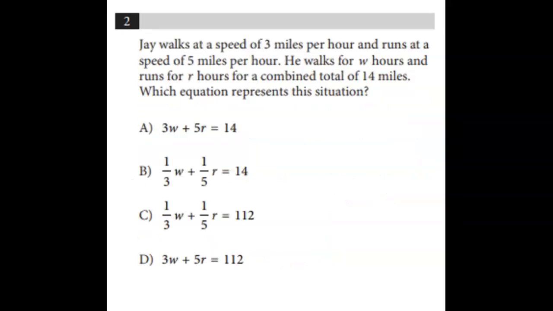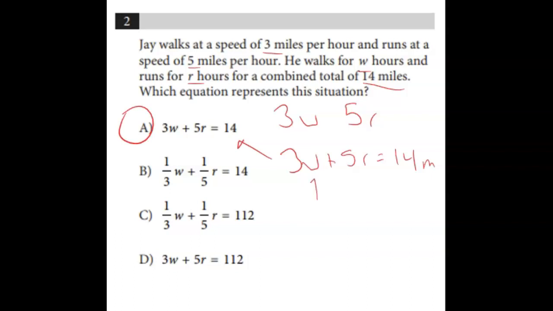All right, so number two. Jay walks at a speed of 3 miles per hour and runs at a speed of 5 miles per hour. So he walks 3 miles per hour for walking and he runs 5 miles an hour, so 5R. He walks for W hours and runs for R hours for a combined total of 14 miles. Which equation represents this situation? So I would immediately say 3W plus 5R equals the total distance traveled, which would be 14 miles. And this is A, obviously.